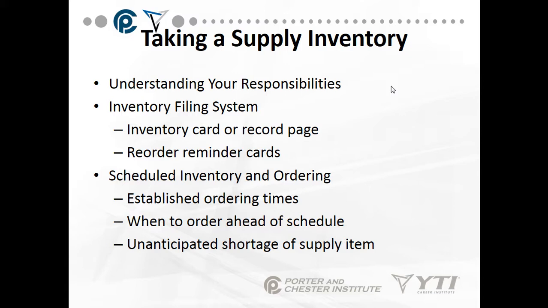Scheduled inventory and ordering. And so you establish ordering times. When do you order ahead of schedule? What about unanticipated shortage of supply item? They were using the Bayer pharmaceutical company produces the shingles vaccine. And obviously they did not plan ahead because last May they ran out of vaccine and said they would not have any more available until January of 2020. So that would be a scheduling inventory problem and a planning ahead problem.